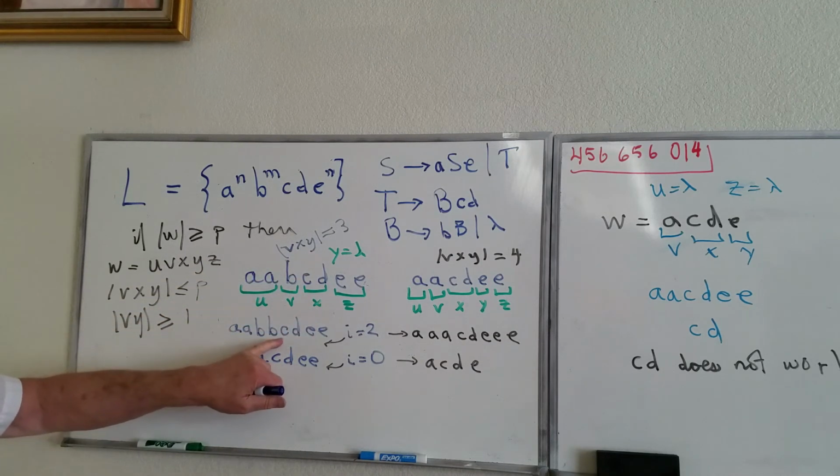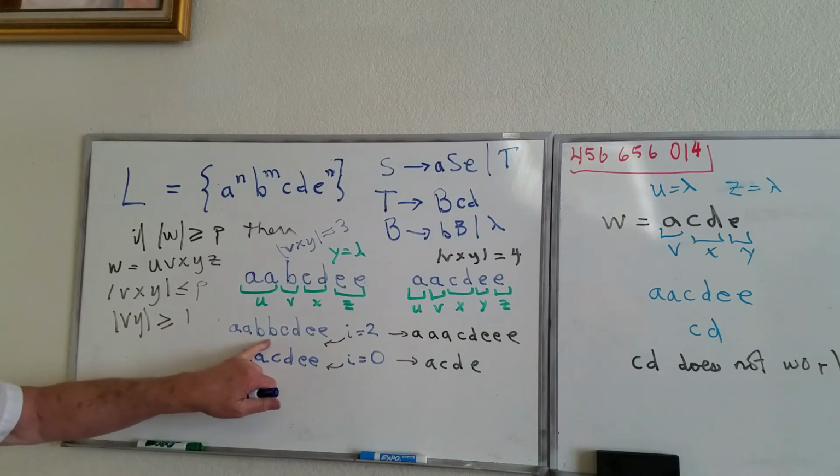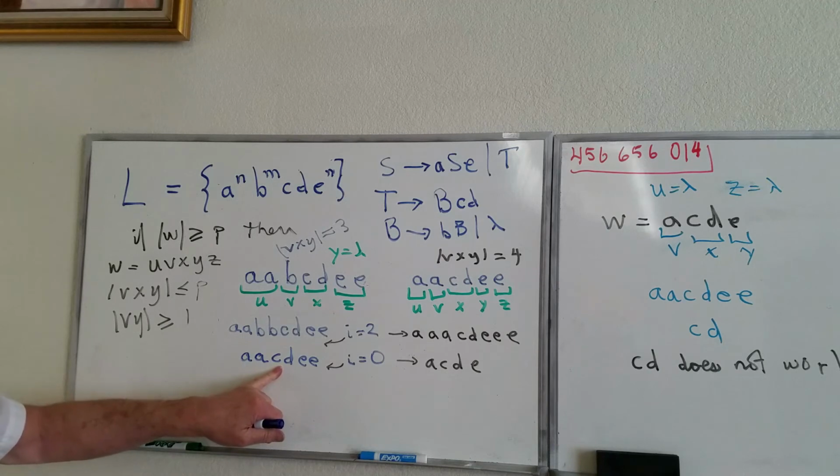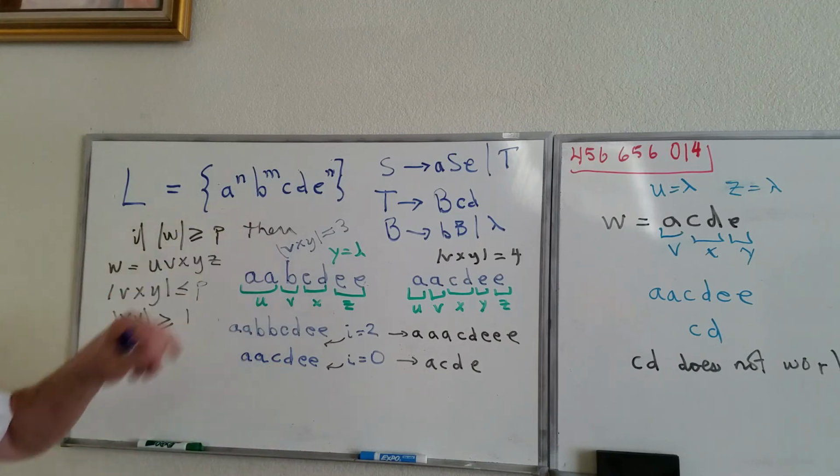Now when I pump v and y up, I only add one letter because y is empty. Or I could pump down, getting this string. They're both members of the language.